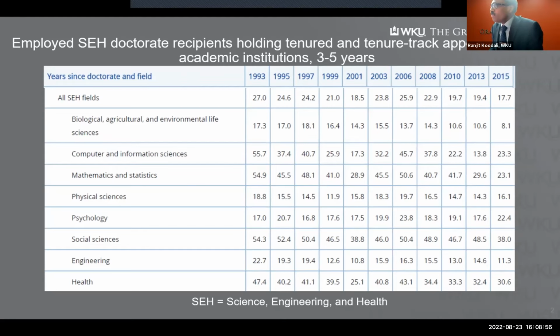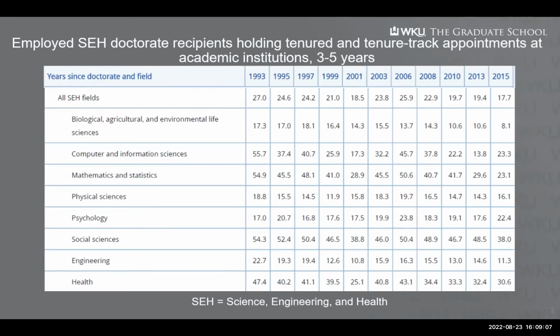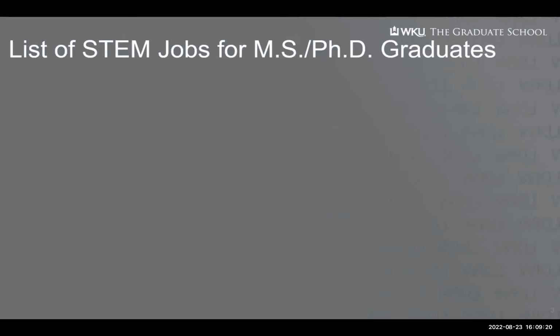So the percentages of individuals who are in academia have declined, which means that we really need to think of what the pathways are for students who are pursuing a PhD. And there are jobs outside of academia as well, plenty of them, as the percentages indicated in this slide.